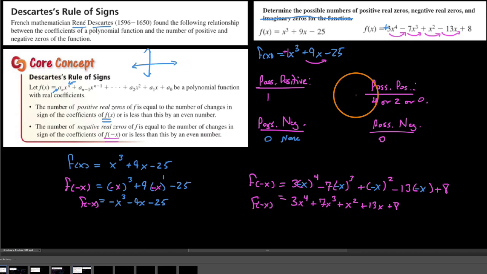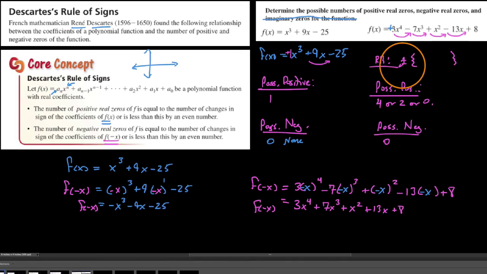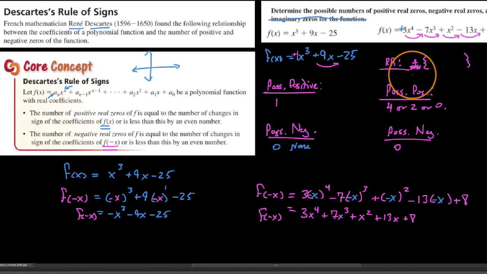So what Descartes' rule of signs does is it narrows down from your list of possible rational roots how many of them could be possibly positive or negative. If I were to actually go find the zeros for both of these functions, I would say on my list of possible positive or negative rational roots, I would cross off the negatives because only positives could exist.